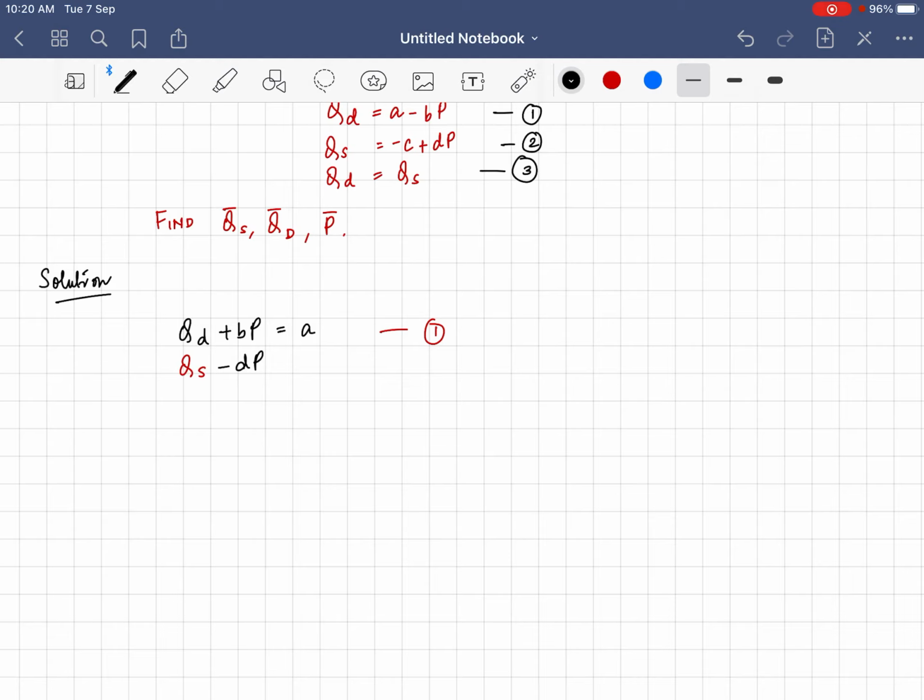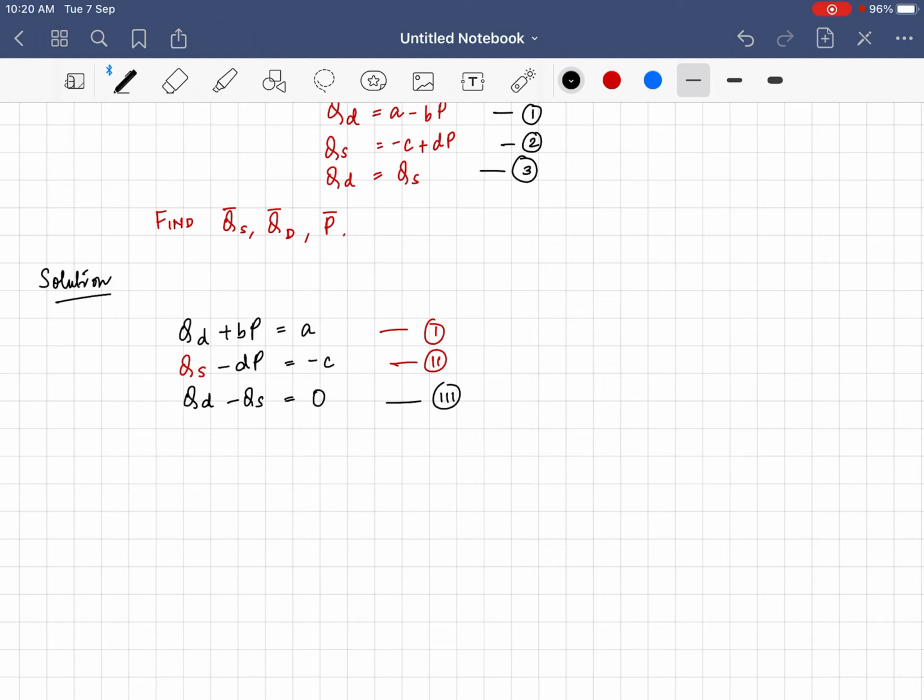So the second equation becomes QS minus DP is equal to minus C. This is my second equation. Now the third equation, it is quite obvious, you have to take QS to this side, so it is QD minus QS is equal to 0. This is my third equation. These are the three equations which we have, and from them we need to find QD, QS and P.